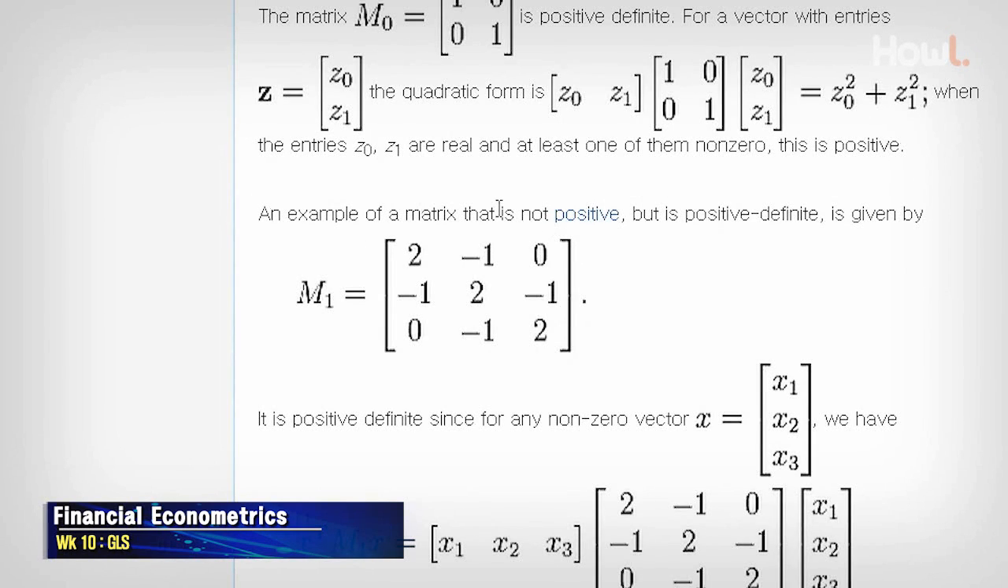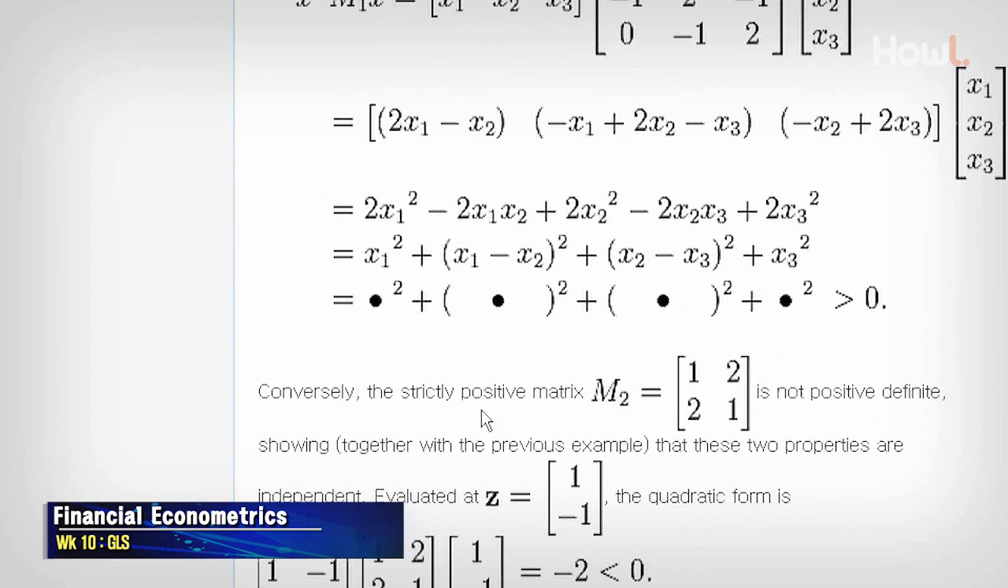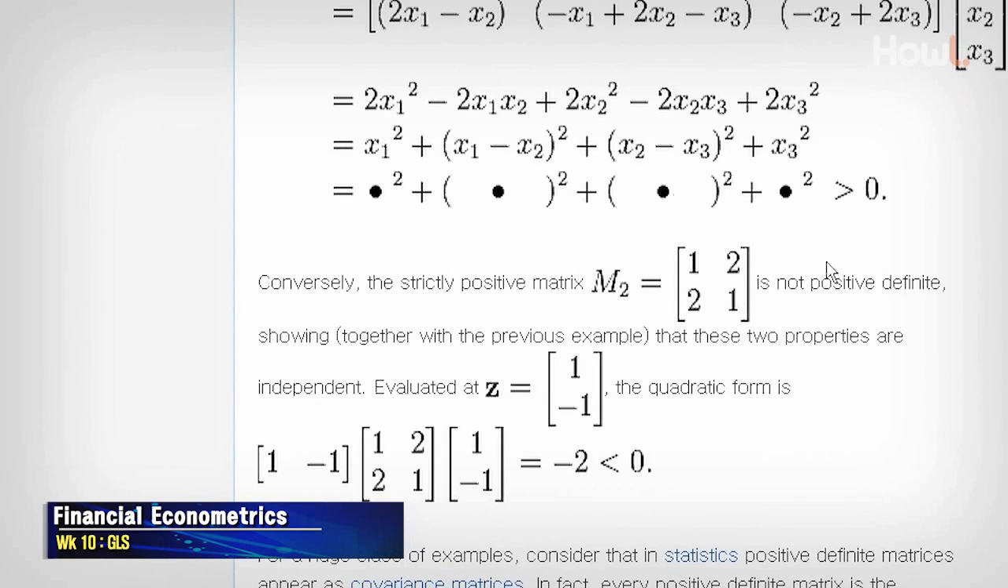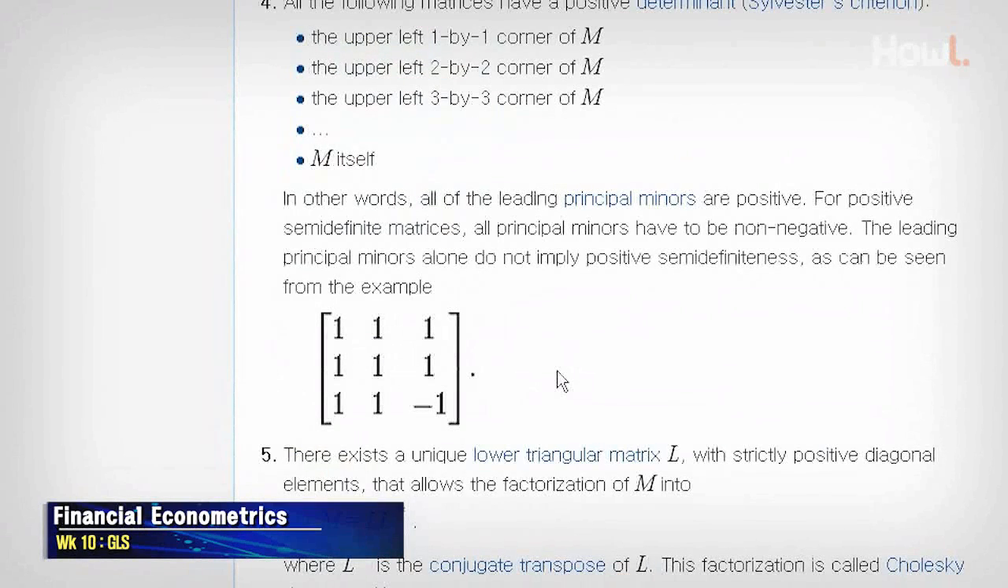An example of a matrix that is not positive, but is positive definite. This matrix is clearly not positive, it is negative over here. But it is still positive definite because given x, x prime M x looks like this, and if we solve this one, then eventually it becomes like this. So it should be positive. And this one is not positive definite because 1 minus 1 is negative. Then, how to characterize positive semi-definite?